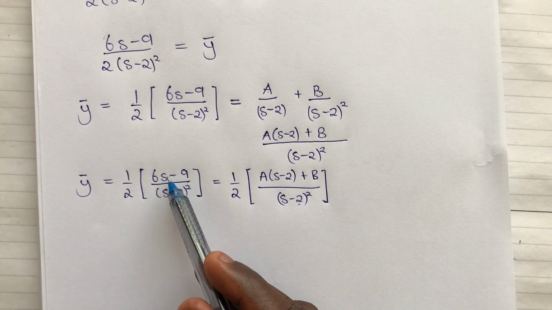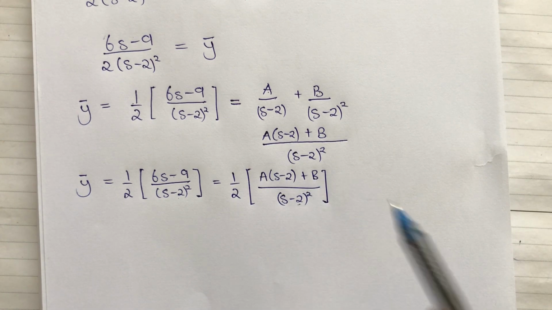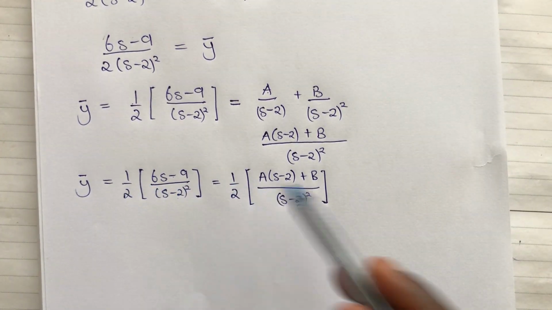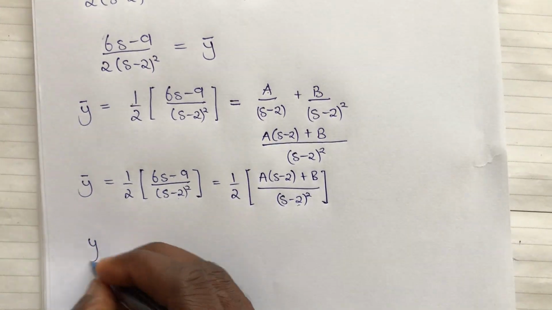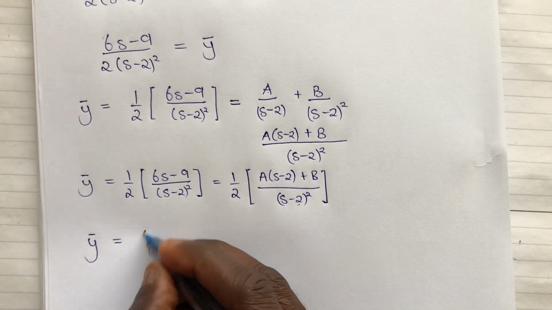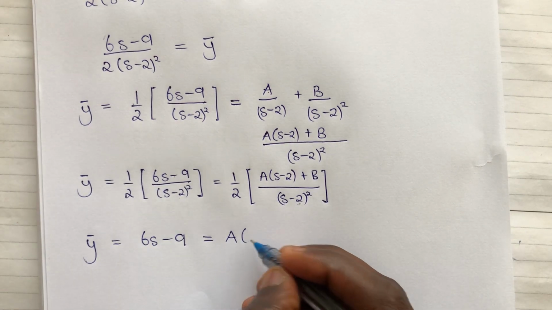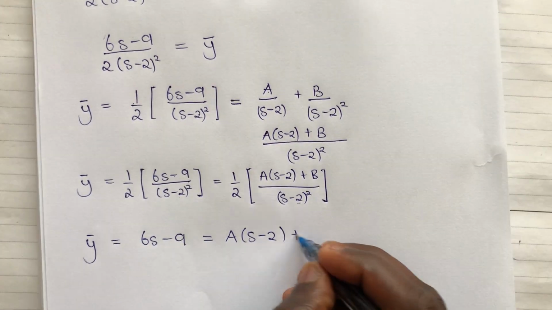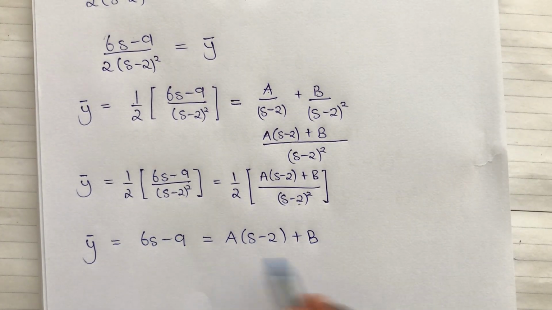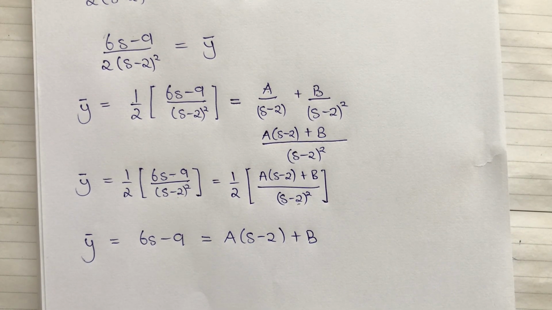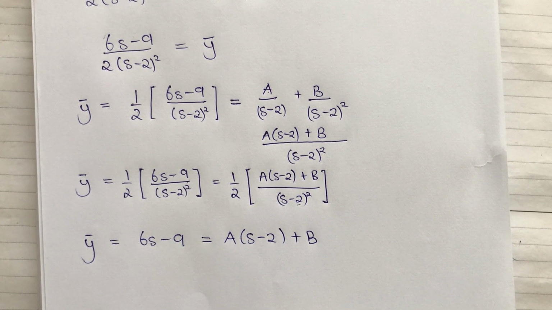So the numerator is s minus 9, and this side we can equate it. For the 1 over 2, let's hold on for now. So our y bar equals 6s minus 9, giving us what? A into s minus 2 plus b. Now you can use the cover up method to solve this. Decide on what you want to do, but I will not use the cover up method here. I'll compare coefficients, so that you know the two methods.